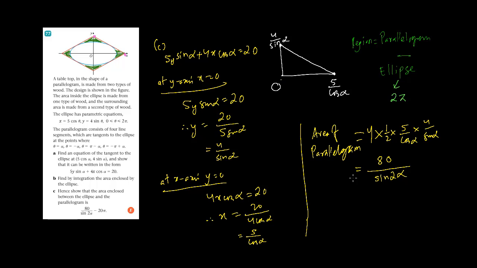So we have found the area of the parallelogram. Therefore the area of the region that we are looking for is the area of the parallelogram, 80 divided by sine 2 alpha, minus the area of the ellipse, which is 2 pi. We found it before, and this is shown.